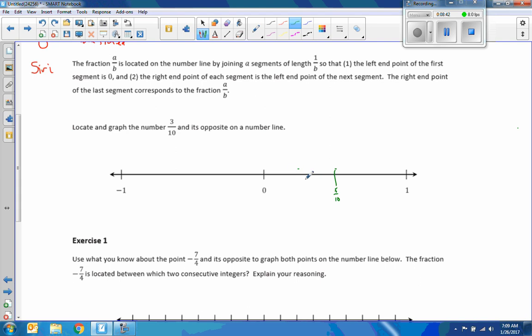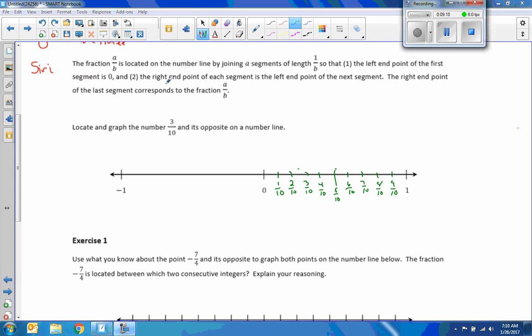So 4, 3, 2, 1/10. So there's going to be 4 more segments in here. I'm trying to make them as close to equal as possible. There's 1/10, 2/10, 3/10, 4/10, and do the same on this side. And this is 6/10, 7/10, 8/10, 9/10, and then finally 10/10.